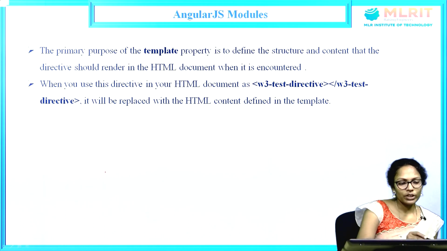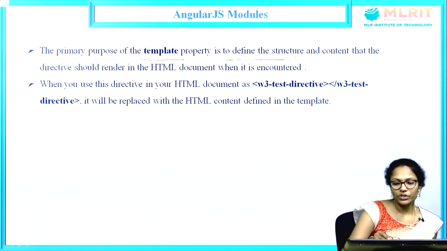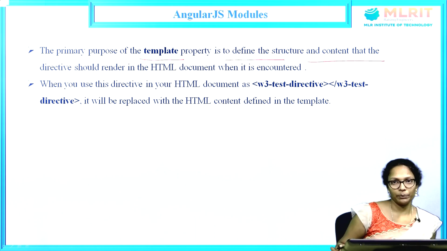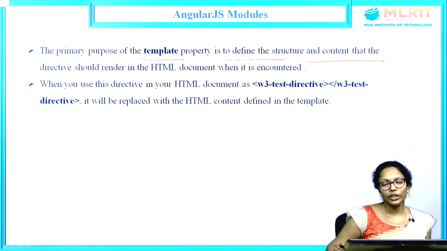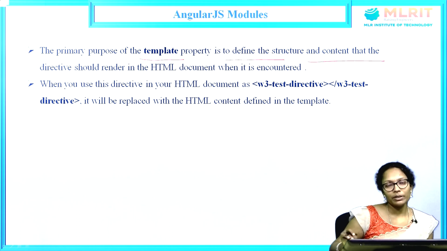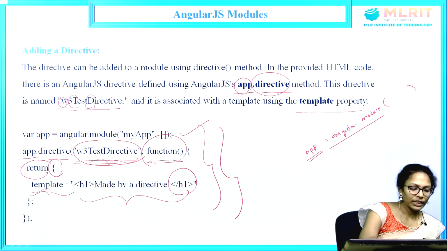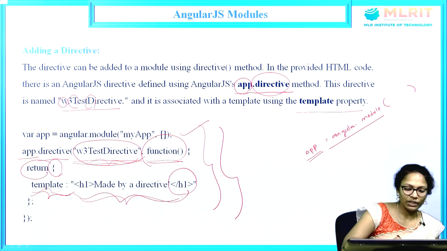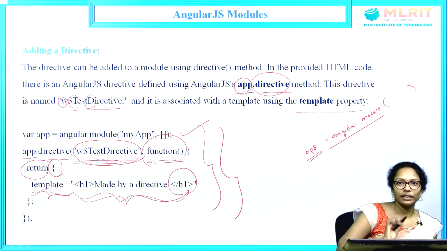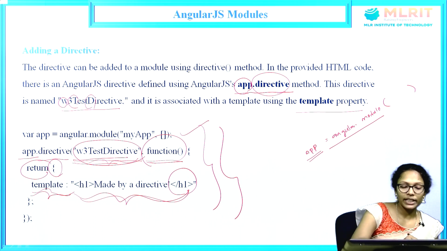Now, what is this property? The primary purpose of the template property is to define the structure and content of your directive. What is the structure of your directive, what are you going to write in that directive, and what is the purpose of that directive? Everything can be specified by using this template property. Whatever you write within this template property will be executed under that directive. So whenever you call this directive name, what happens?